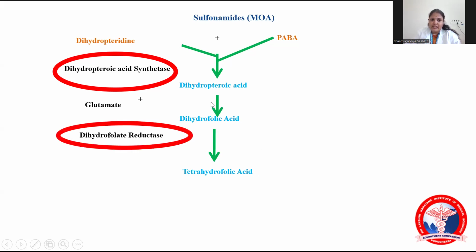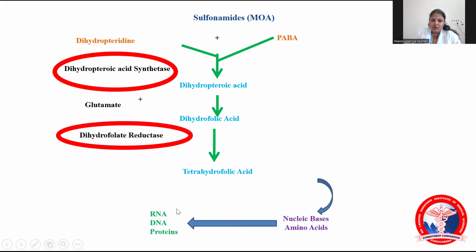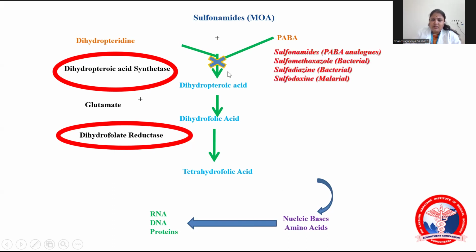So sulfonamide inhibits this step, the conversion of para-aminobenzoic acid into dihydrofolic acid, by inhibiting dihydrofolic acid synthase or dihydropteroic acid synthase. When tetrahydrofolic acid is formed, it goes and stimulates nucleic acid bases as well as amino acids, which in turn form RNA, DNA, and protein synthesis. See, sulfonamides are inhibiting this conversion of para-aminobenzoic acid to dihydrofolic acid. And we already covered the examples: sulfamethoxazole, sulfadiazine, and sulfadoxine.